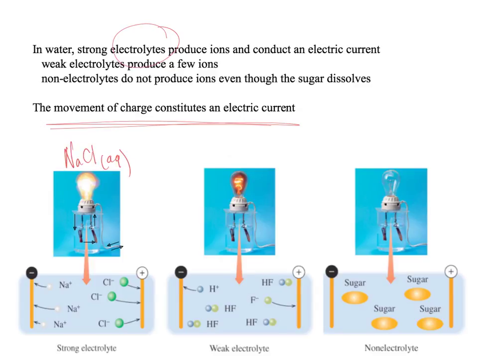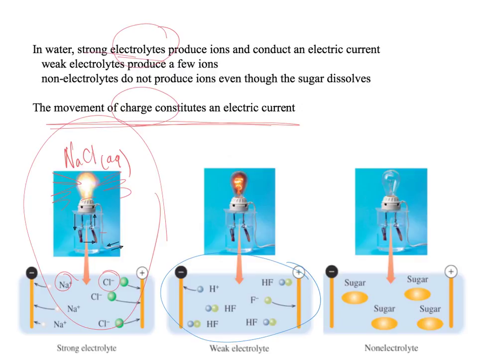The first one is salt water. We know sodium chloride dissolves well in water, making ions in water. And when you hook up these copper electrodes and try and run a current through it, you betcha, charge is going to move, and therefore electrical current is going to flow, and my light bulb glows very, very, very bright. This guy here is a strong electrolyte.